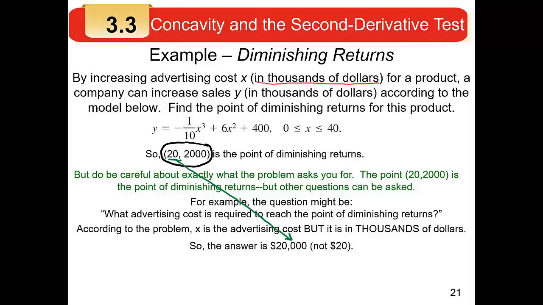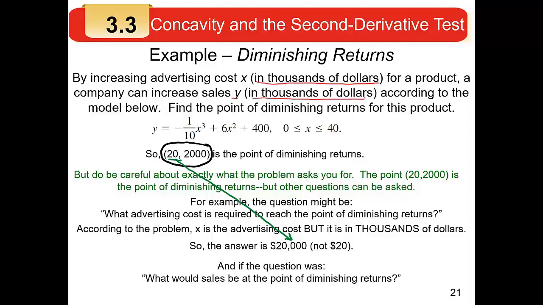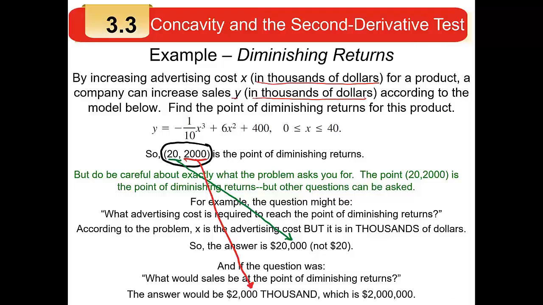So do be careful about not only exactly what they're asking for, but make sure you've got your units right. Similarly, they might ask, what would the sales be at the point of diminishing returns? Well, remember, the sales are the y, and they're also measured in thousands. So the answer is not 2,000, it's 2,000,000, which is 2 million. In other words, add 3 more zeros. So just be careful when you're doing these problems to, first of all, know exactly what question you're answering, and also if there's a units issue, make sure you deal with that as well.